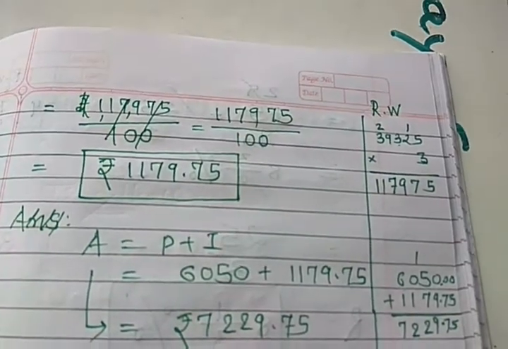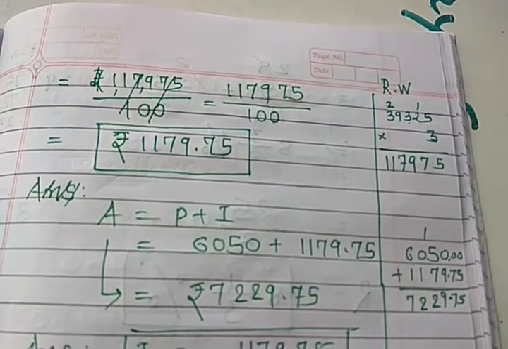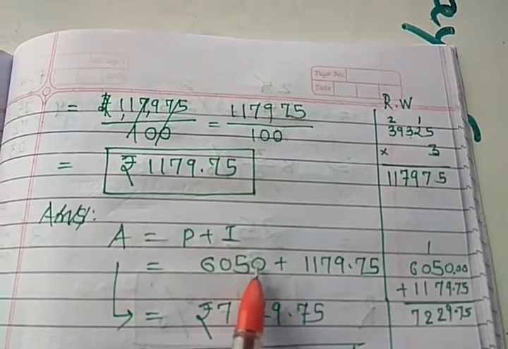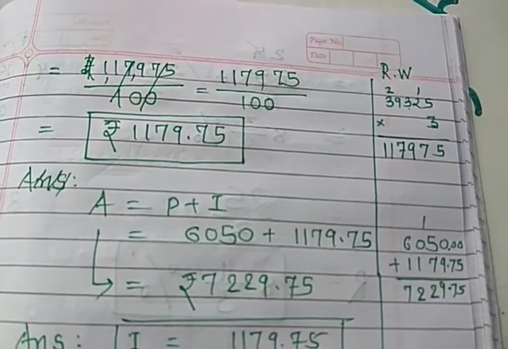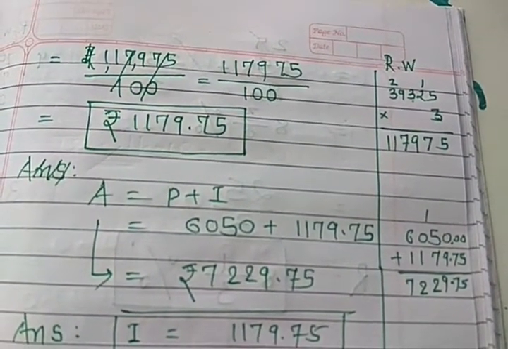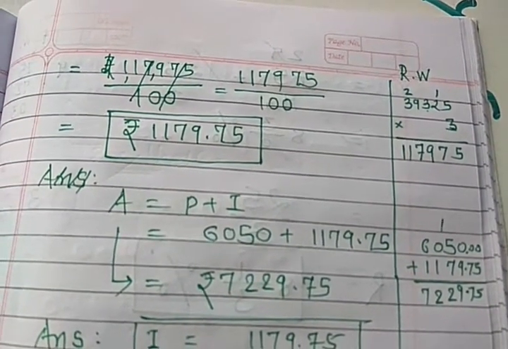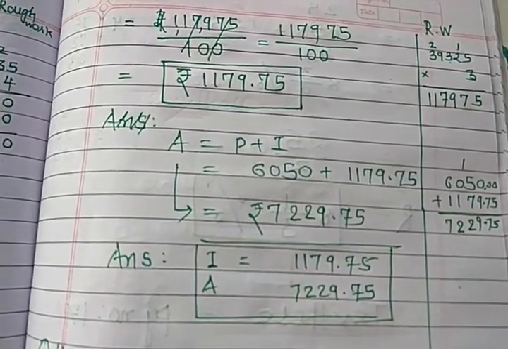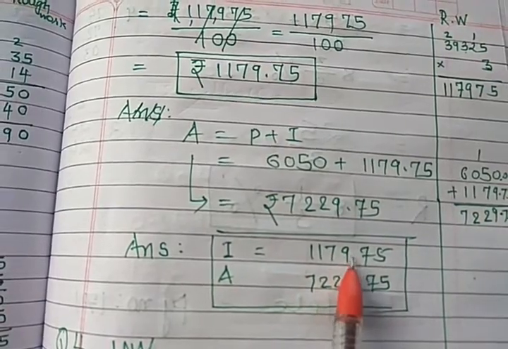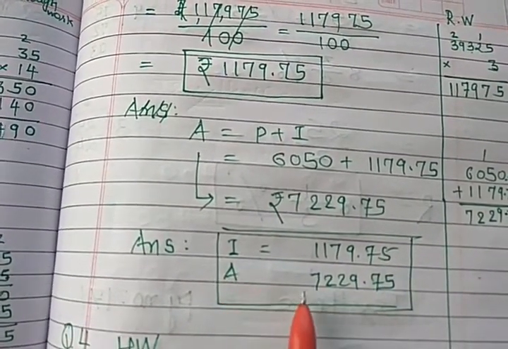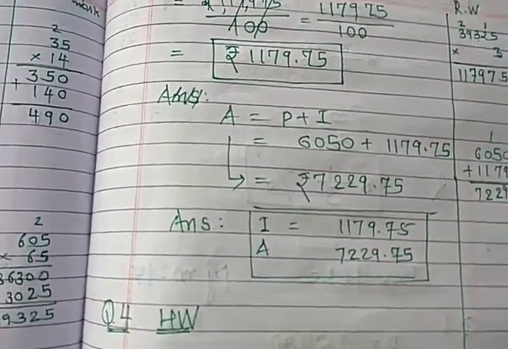Now the next part is amount. Amount is equal to P plus I, that formula, right? P is 6050 and our interest is 1179.75. You add them, you will get 7229.75 rupees. So you can write down the answer in this way, in rectangular form: I is equal to 1179.75 and amount is equal to 7229.75 rupees.